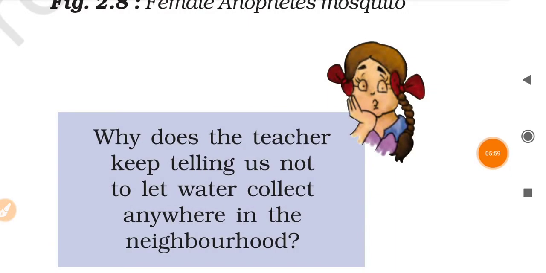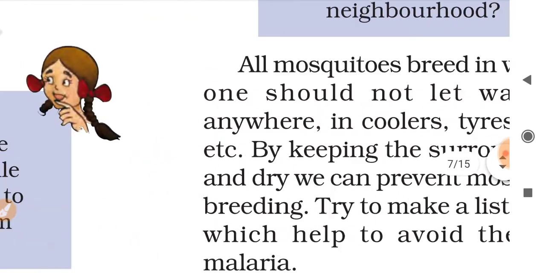Paheli had a question also: why does the teacher keep telling us not to let water collect anywhere in the neighborhood? Okay, as you live in a hilly area, the problem of malaria is not so common here. If you go outside, to Delhi and the north side, you can easily understand that this is a major problem in those cities, because these Anopheles mosquitoes reproduce mainly in light water or stagnant water. So you will get aware about it.